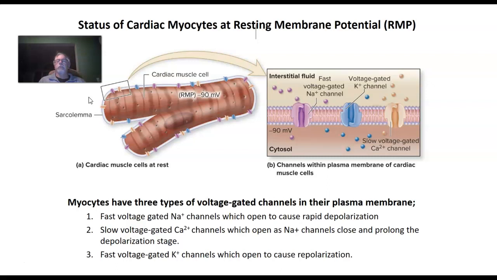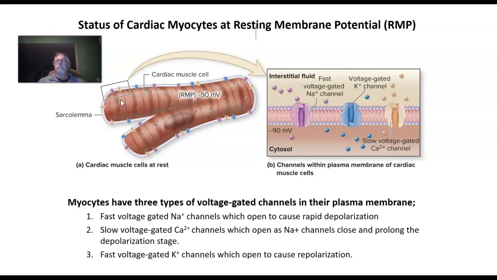Okay, this figure is a representation of a cardiac myocyte on the left and its membrane potential of minus 90 millivolts. And that should bring to mind a net negative charge on the inside of the plasma membrane of these cells, and a net positive charge on the outside of the plasma membrane.